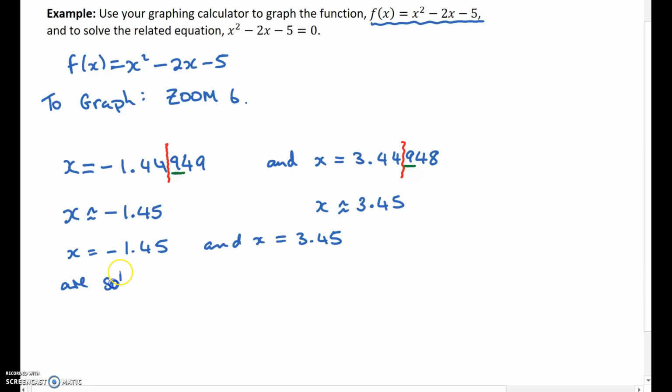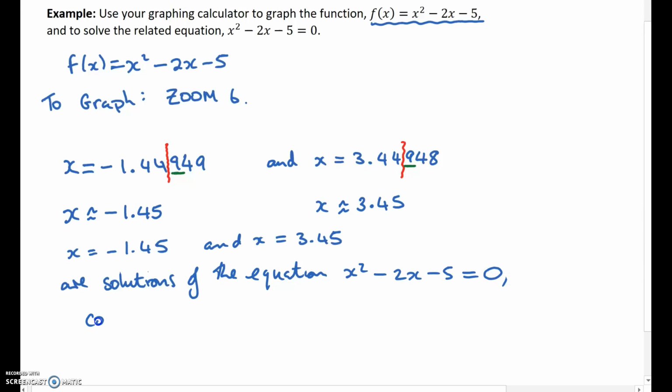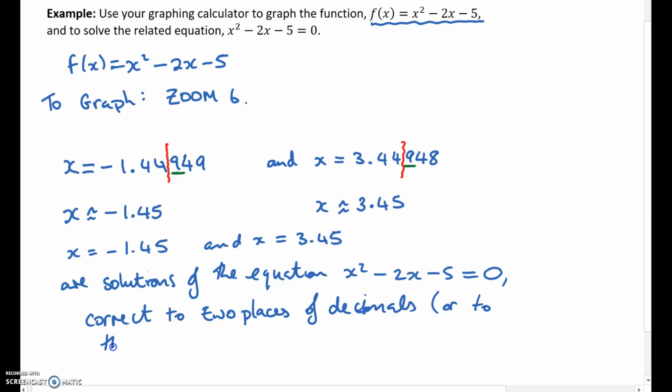are solutions of the equation x squared minus 2x minus 5 equals 0, correct to 2 places of decimals. Another way of saying, or to the nearest hundredth.